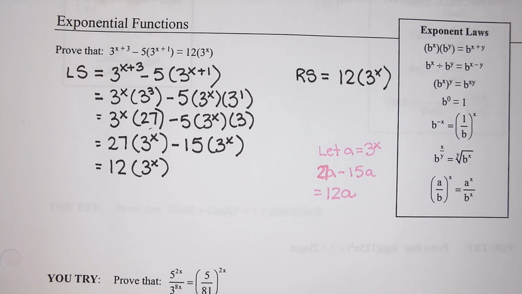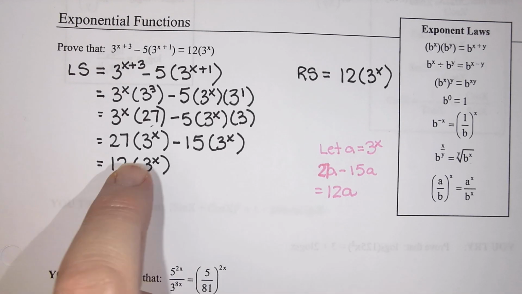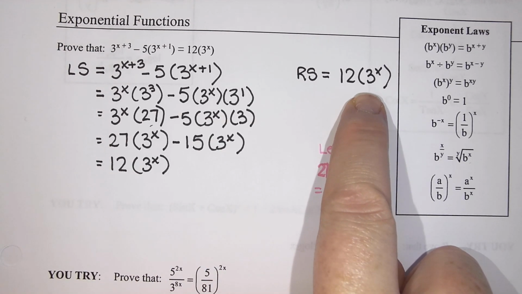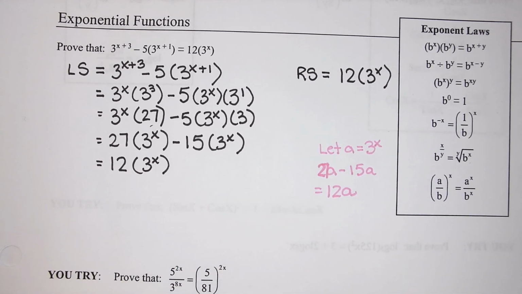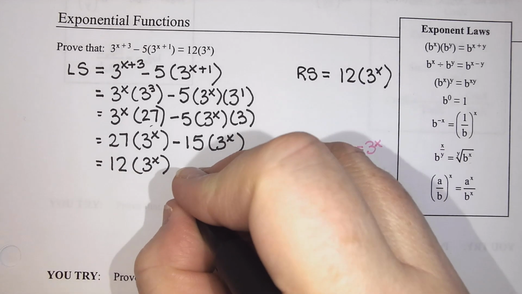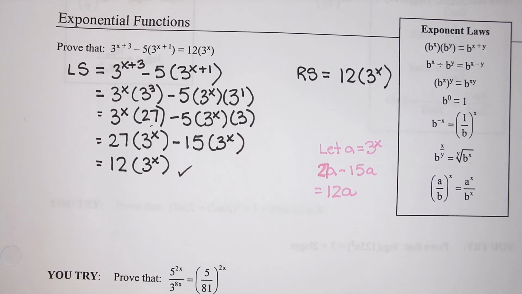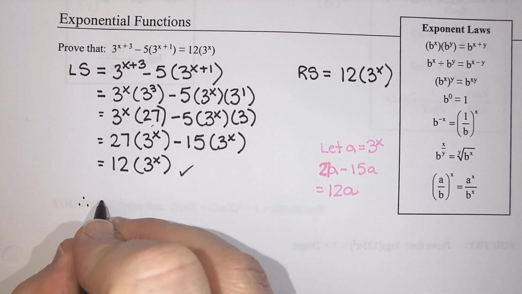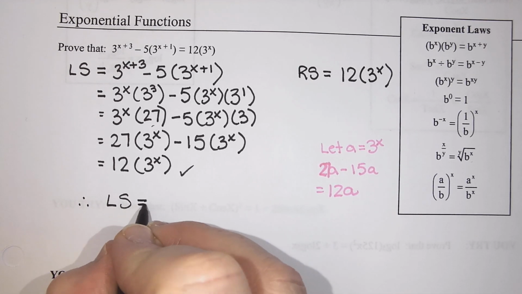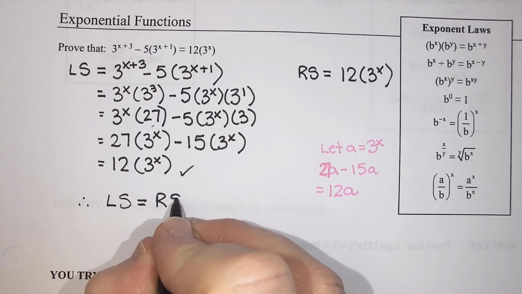Okay, now, I don't know if you noticed, when I did this, it is now equal to what was on the right-hand side. So did I manage to turn it into what was on the other side? Absolutely, yes, we did. I like to give myself a little check mark to make myself feel good about the question. And then we finish off with, therefore, left side equals right side.